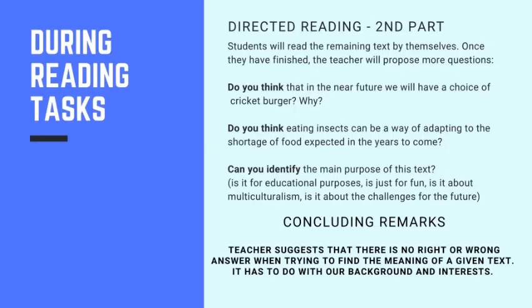Why? Because if they don't agree on the answer to this last exercise, you may suggest that there is no right answer when trying to interpret the text. It has to do with our background and our interests. For example, for those concerned with ecological issues, this text might be about the risk of not taking care of our planet. For people who are open to new experiences, it can be about trying or tasting new flavors. And for those who find bugs disgusting, well, it's going to be just about nasty food.